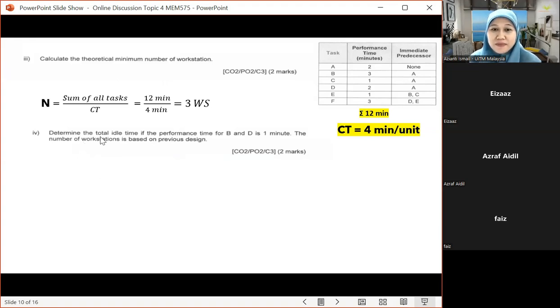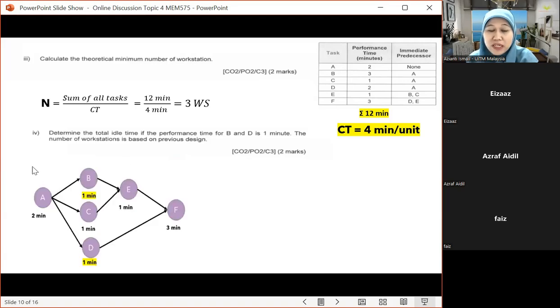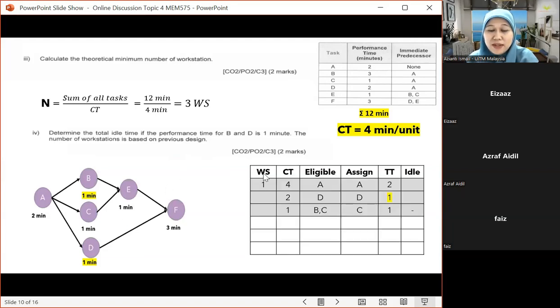Okay, now dia kata, apakah jumlah baru idle time kalau B dengan D dipendekkan? So sekarang B daripada 3 jadi 1, D daripada 2 jadi 1. So bila kita lukis balik, B ni jadi 1, D jadi 1. Now kita kena susun balik. Okay. So bila kita tengok dalam ni, workstation 1, cycle time tak berubah dia kata. Cycle time sama.